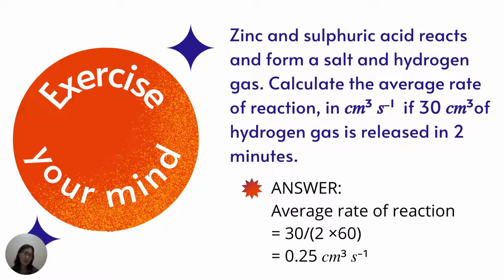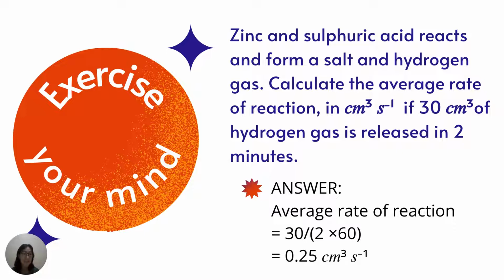It's time for you to exercise your mind. Try to do this question. Zinc and sulfuric acid react and form a salt and hydrogen gas. Calculate the average rate of reaction in centimeter cube per second if 30 cubic centimeter of hydrogen gas is released in 2 minutes.